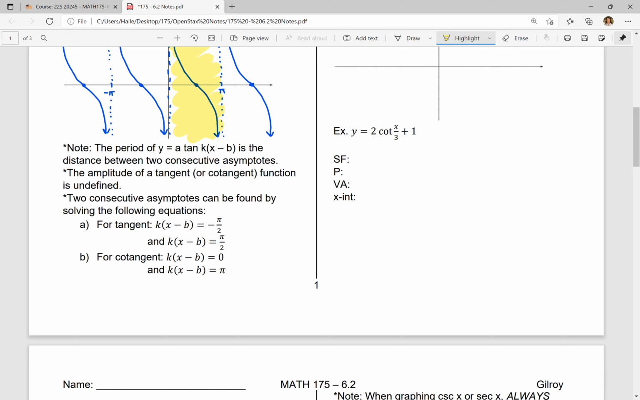Okay, another thing to note is that the amplitude of tangent or cotangent is undefined. So tangent and cotangent are not waves, so we can't really talk about the height of a wave if we don't have a wave to begin with. So that's why we don't have an amplitude.